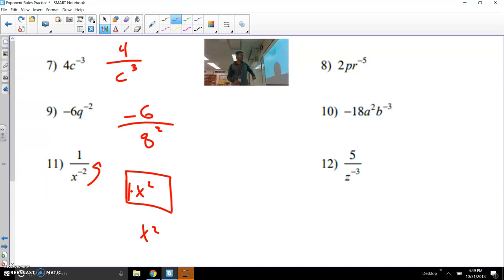Number 8, you got to really think about what has a negative power on it. The only thing that has a negative power on it is r. So that's the value that's going to move to the denominator. That is 2p over r to the 5th.